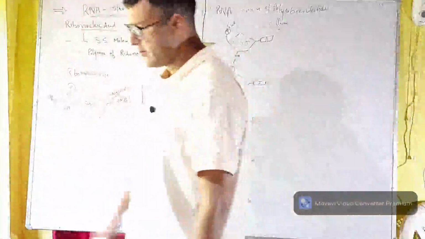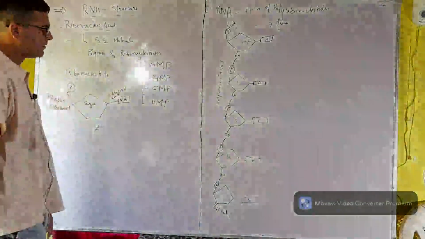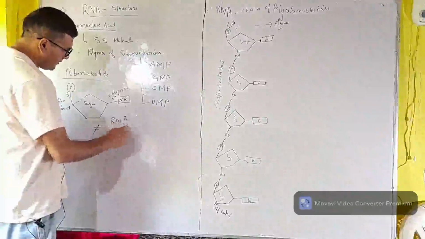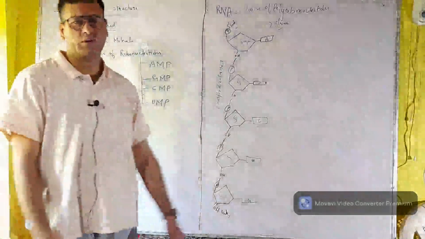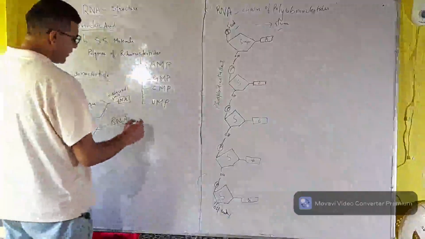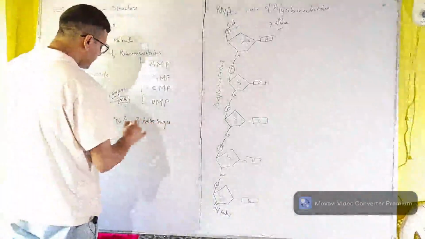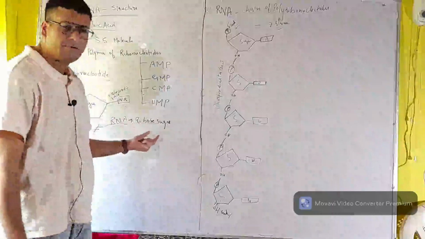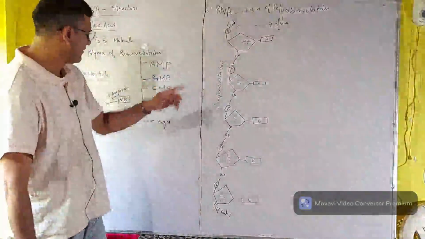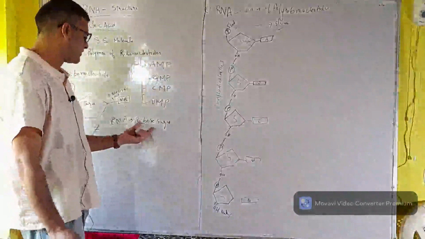The basic difference between RNA and DNA is that in case of RNA we have ribose sugar, while in case of DNA we have deoxyribose sugar. Ribose sugar is a 5 carbon sugar, but at the carbon second there is a hydroxyl group.